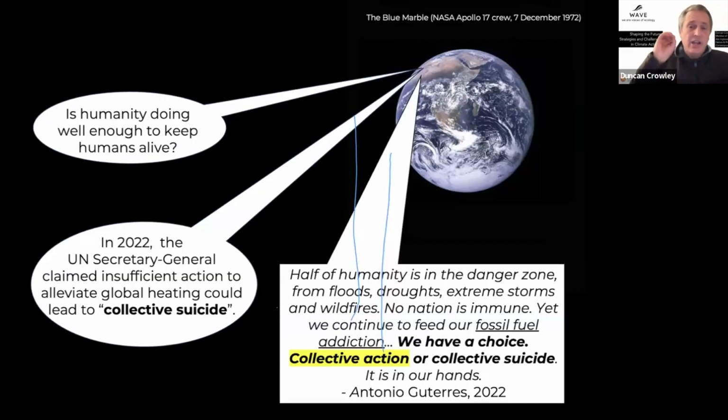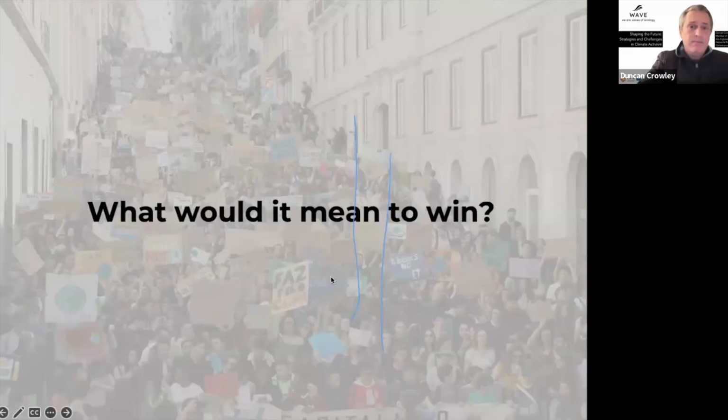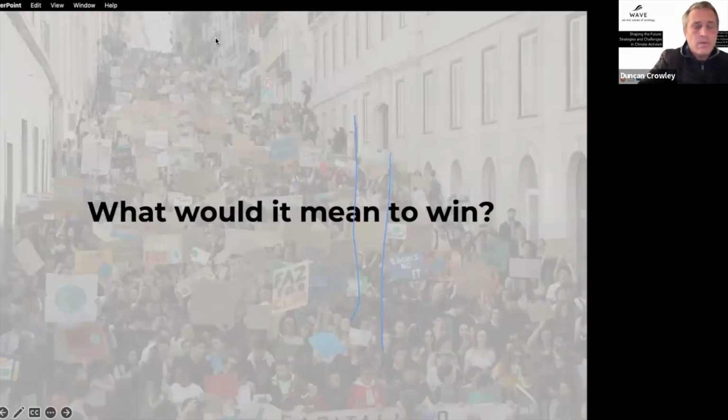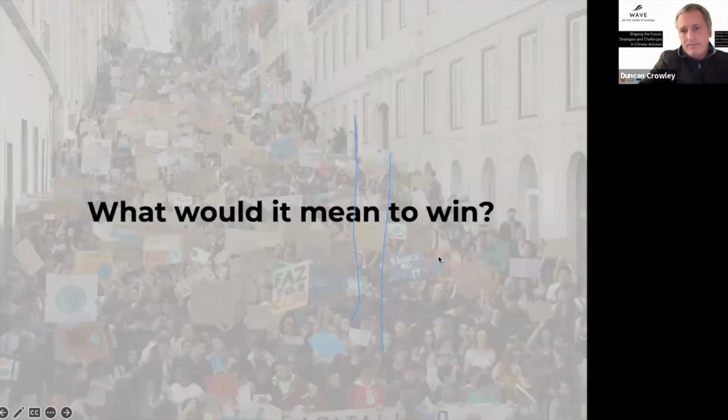So that basically means that because of our use of fossil fuels, petrol, etc., all these gases that we've been using since the Industrial Revolution, we're heating up the planet. And the response that's needed is a collective response. That's all of us, all the citizens, need to work together to bring about the change that we need. And that's what we're exploring today. So, what would it mean to win?